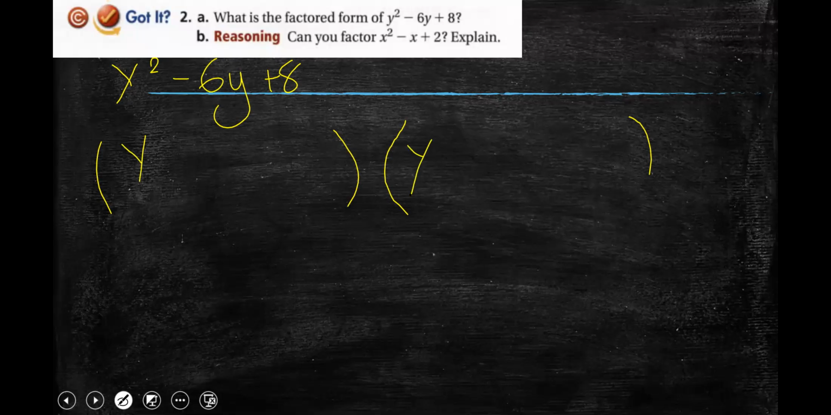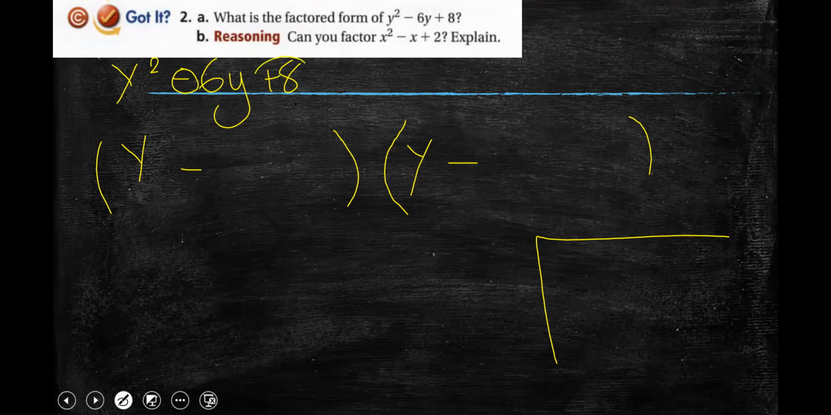Then ask yourself, give me two numbers. If you multiply them, you get positive 8, and if you add them, you get negative 6. If you see this negative sign here, what does it mean? It means you have to put negative here and negative here. If you see a negative sign for this number, what does it mean?